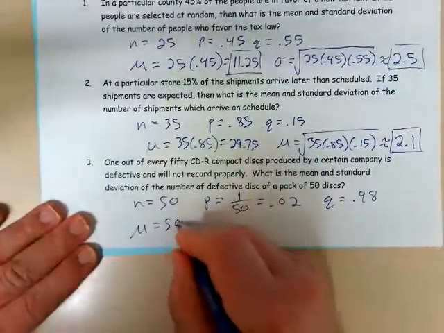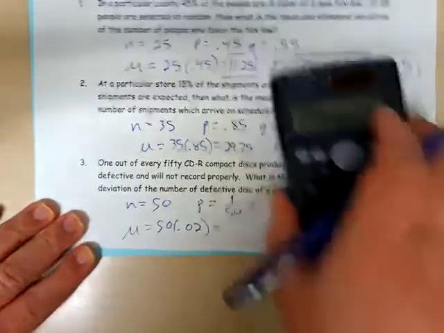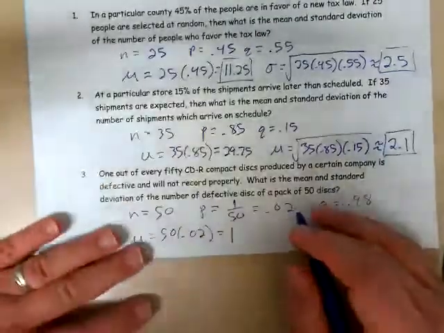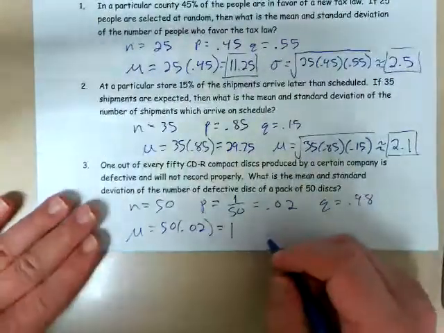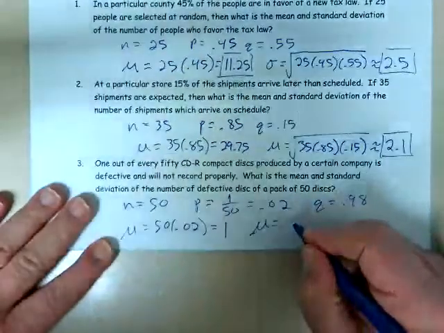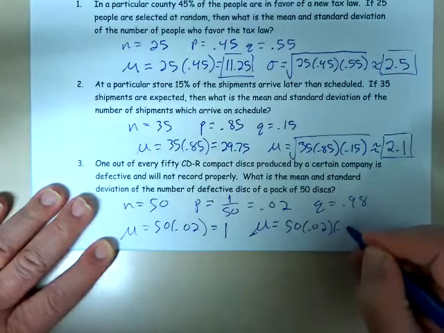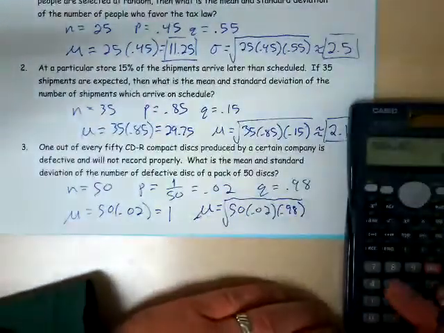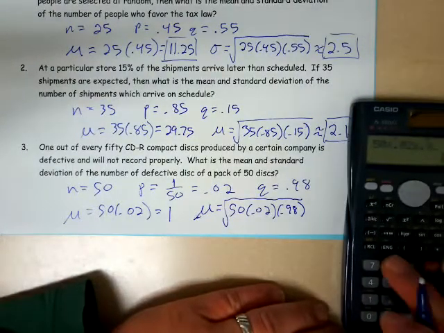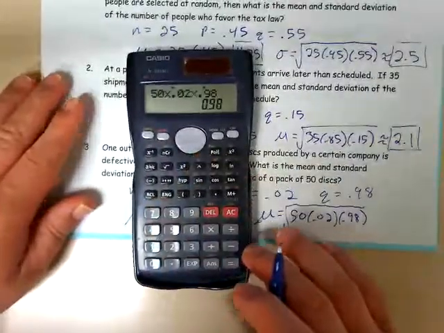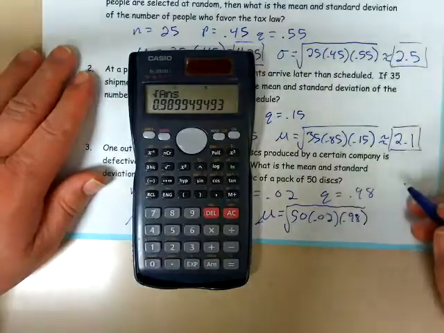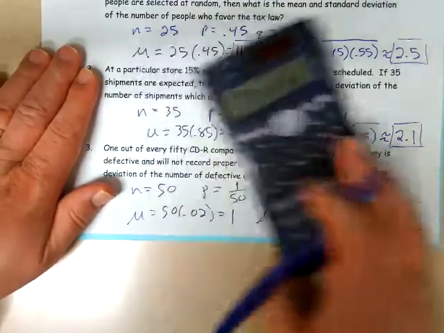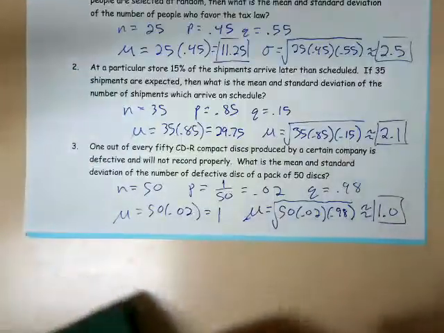And so the mean is just 50 times 0.02, which is 1. You'd expect 1 to be defective, which makes sense because 1 out of every 50 is defective. And then the standard deviation is the square root of 50 times 0.02 times 0.98. That would be my variance. Take the square root, that's my standard deviation. If I rounded to the tenths place, that would be 1.0. So in either case here, it's a mean of 1 with a standard deviation of 1.